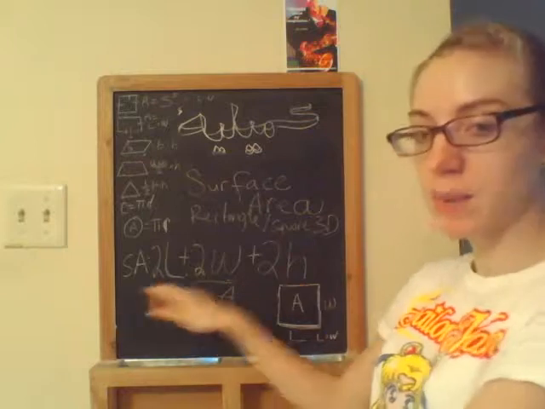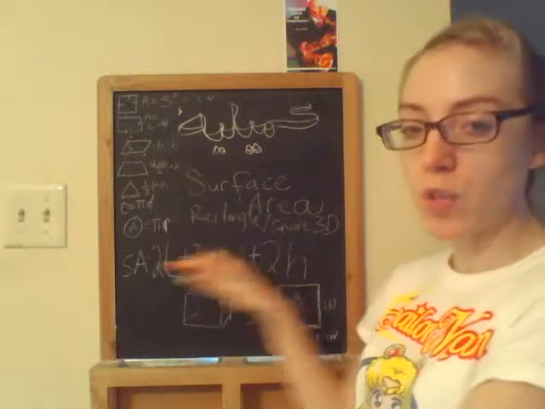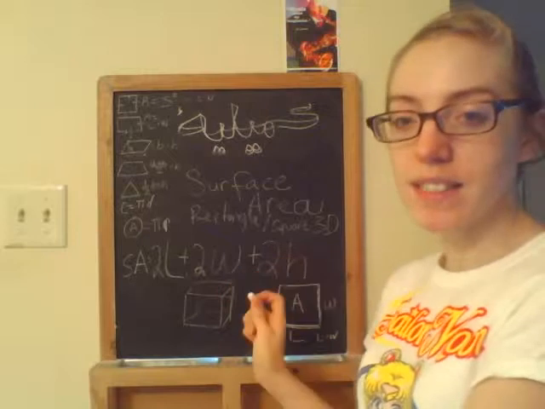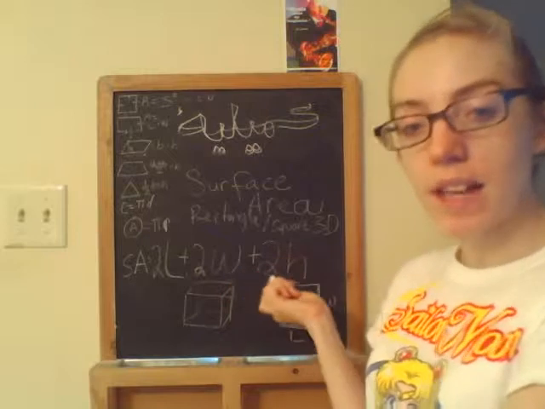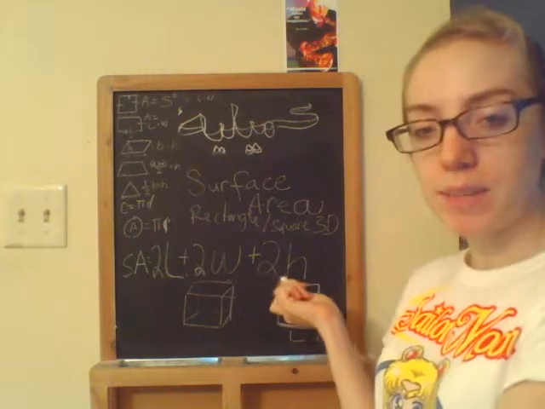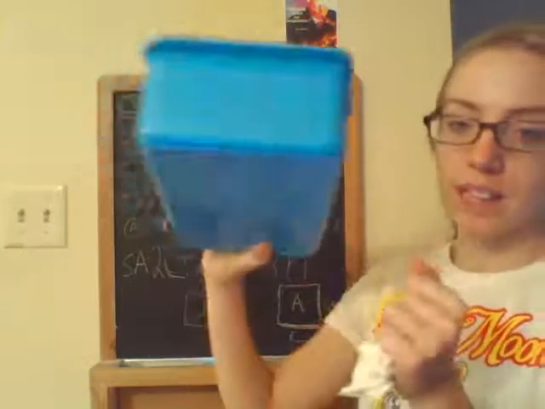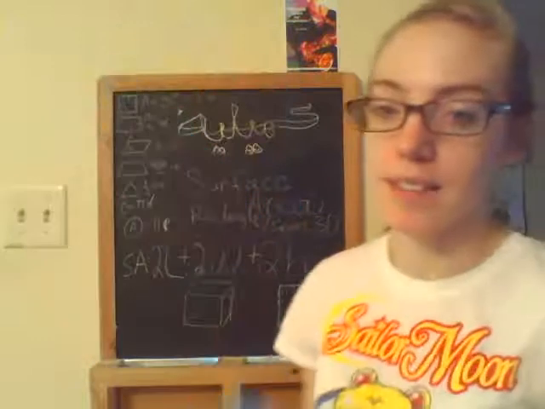And as you recognize, this will give us our 6 sides: 2, 4, 6. So we're basically adding 6 sides together, using 2 times the height plus 2 times the width plus 2 times the length to get the surface area of all 6 sides of this object.